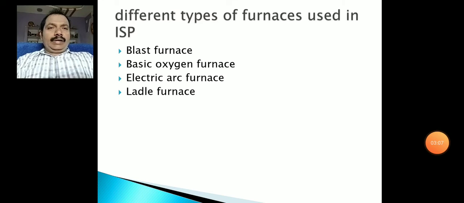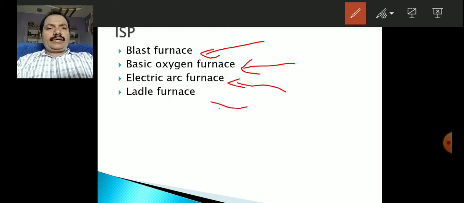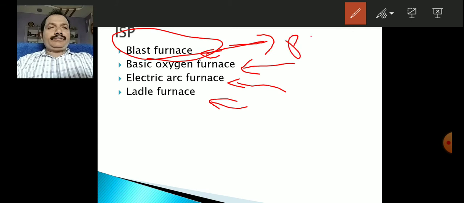Now let us see different types of furnaces used in iron and steel plant. We have blast furnace and basic oxygen furnace, electric arc furnace, ladle furnace. So this blast furnace will produce pig iron by taking raw materials. It produces the pig iron.